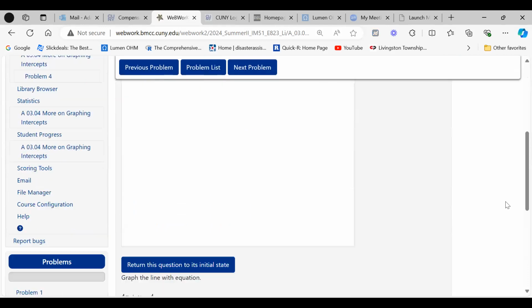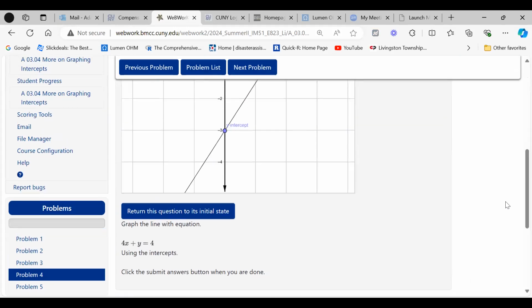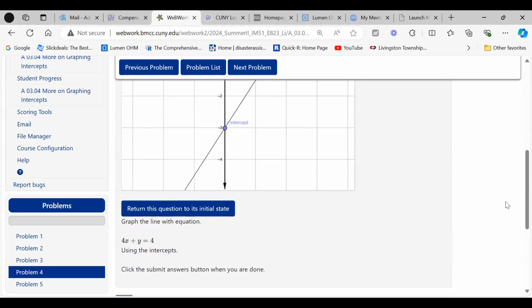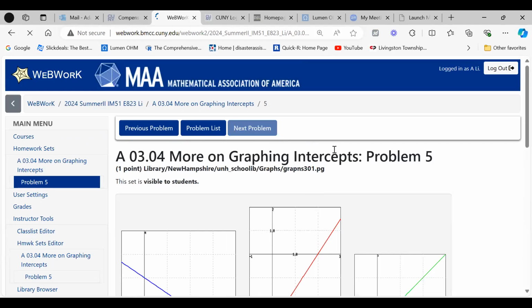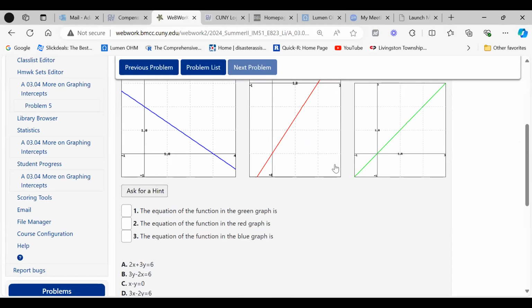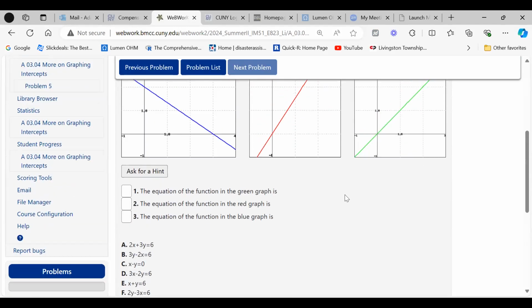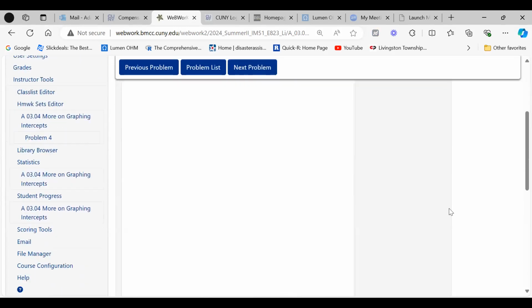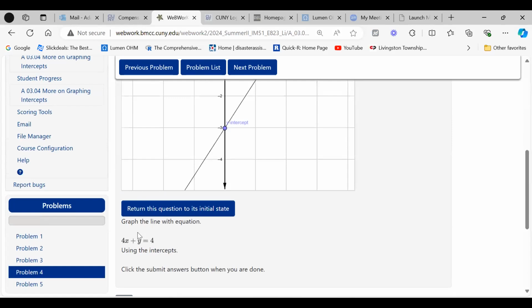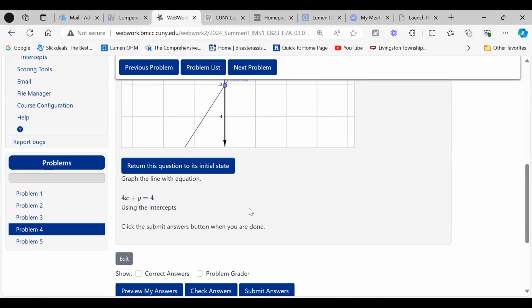Okay, let me see the last problem here. We can get to the last one later. Let's try one more, right? Problem 4. Get the x- and y-intercepts, and then graph it. After that, confirm with the slope-intercept form.